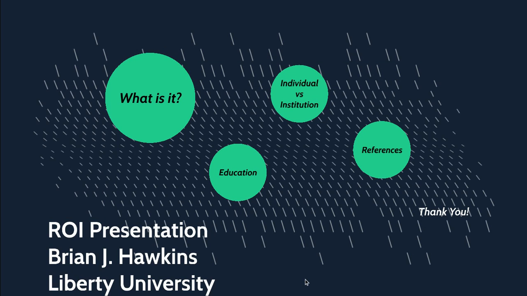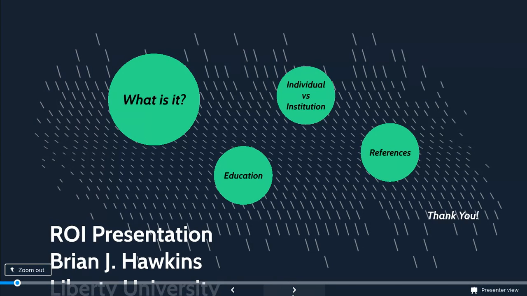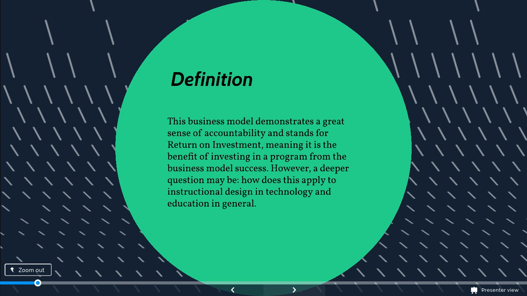So, what exactly is ROI? It is a business model that demonstrates a great sense of accountability. It stands for a return on investment. And according to Reiser and Dempsey in 2018, it's the benefit of investing in a program from a deeper business model sense. So what that means is, is the program that you are buying worth the investment, or are you paying more for the program than the cost that you are getting? A little bit later, we'll look at the actual math calculation for this.